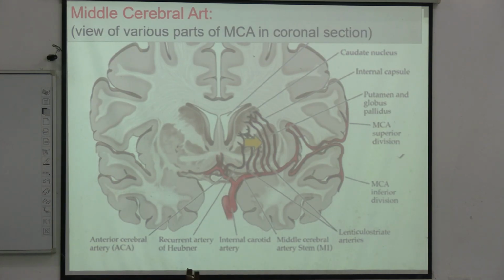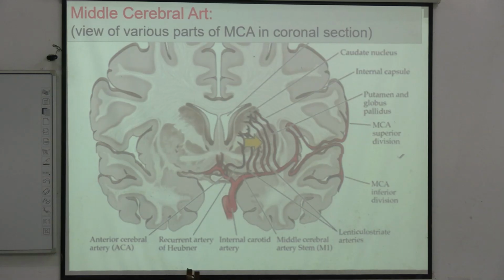We do not have to know where these branches are coming from, or which artery, or the exact name of the particular artery which is supplying them. If you do not remember, just remember these striate branches or lenticulostriate branches, which are supplying the basal ganglia and internal capsule. So largely, the middle cerebral artery takes the maximum load of the arteries.